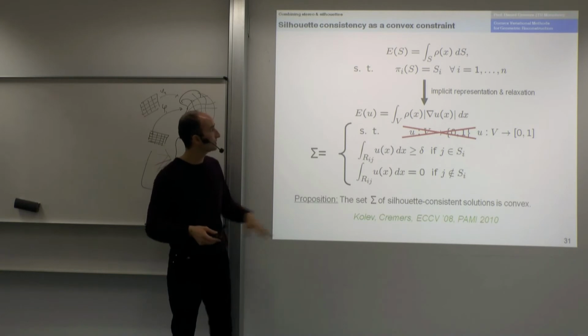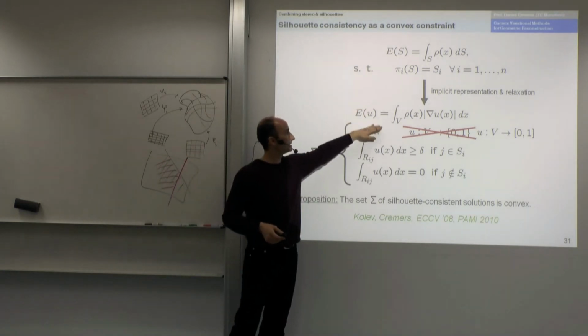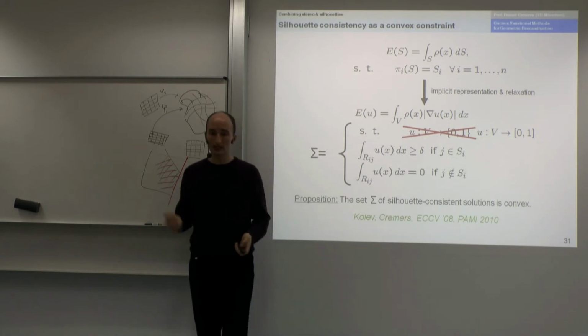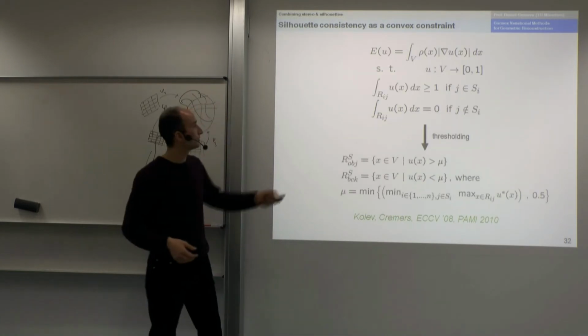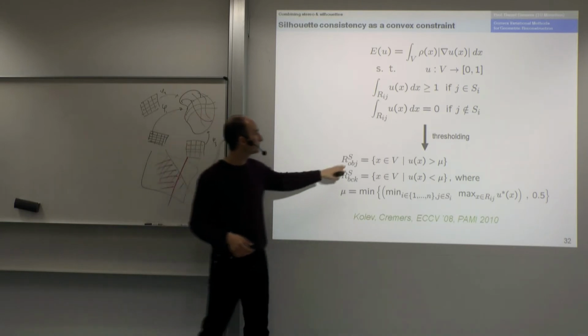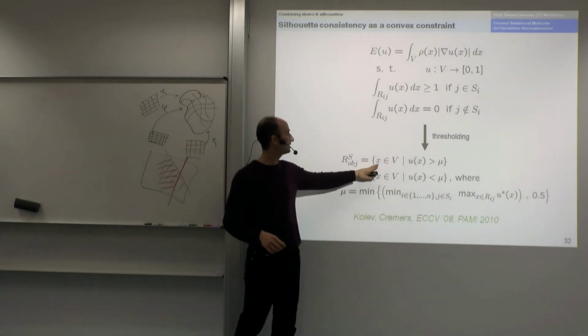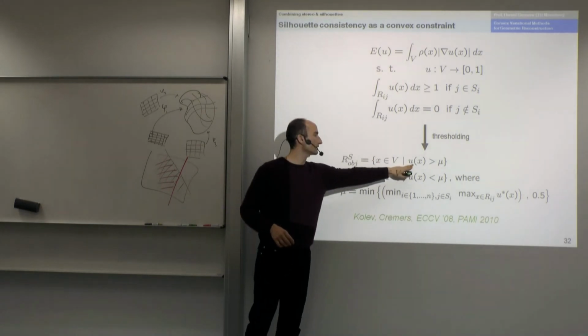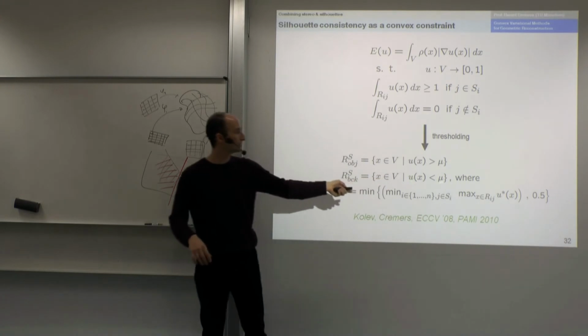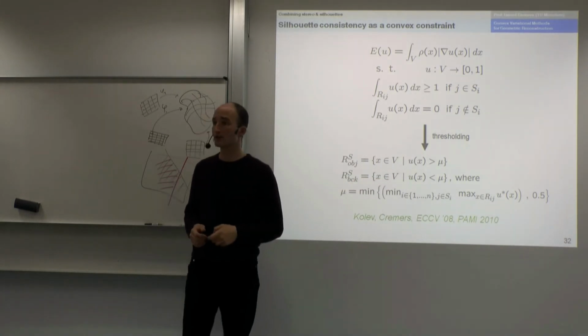And the consequence is, again, you can then minimize this convex problem. You get a real valued solution, which then needs to be thresholded. So we solve this relaxed problem. Here it is again. And then we threshold the solution by saying, well, the object are those voxels where u is larger than a threshold, and the background are those where u is smaller than some threshold mu.